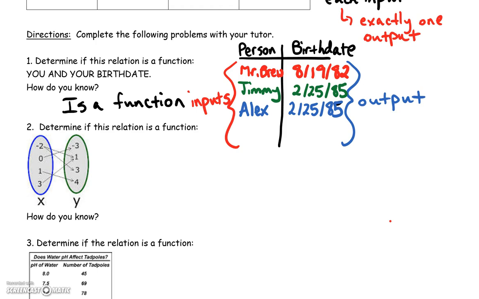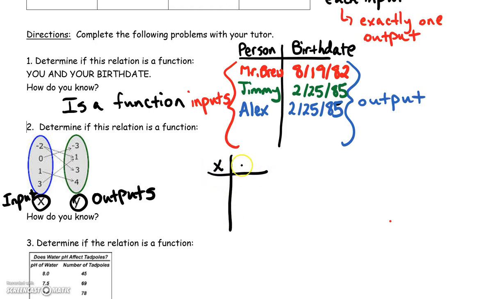Let's take a look at number 2. In number 2, we have a similar situation. The x's, of course, are the inputs, and the y's are the outputs. And so deciding whether this is a function, we essentially have to say, does each input give exactly one output? And something that I like to do to help me decide this is, and you'll notice I did this in problem number 1, is make a table. Because I feel like in a table it becomes very clear if each input yields one output.